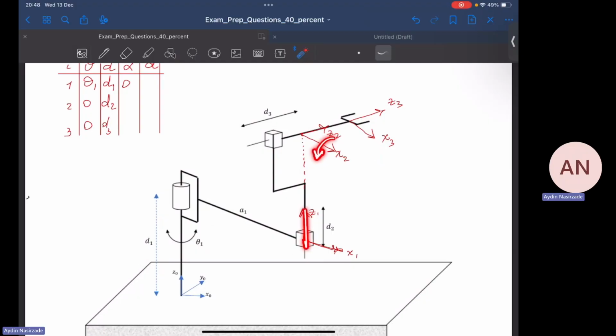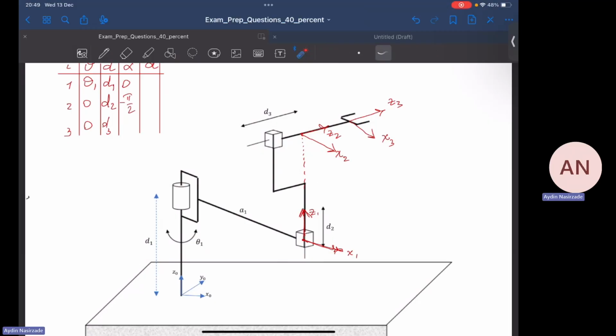Now, if z0 is rotated to this configuration, z1, and this is 90 degrees, it's going to be pi by 2. But unfortunately, I'm not rotating in this direction to make it align with z2. I rotate it in the opposite direction, which is a negative rotation, so that it can align with z2. That's why we have to write minus pi by 2 right here.